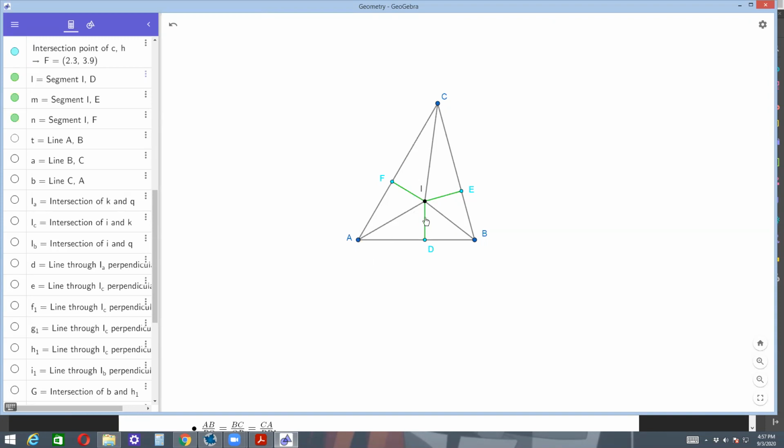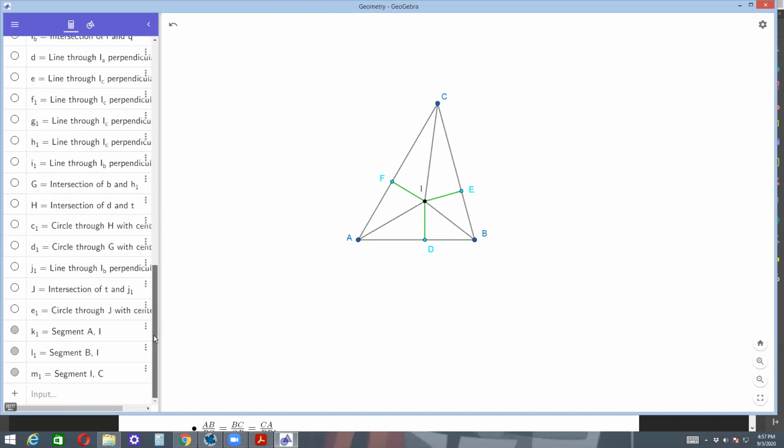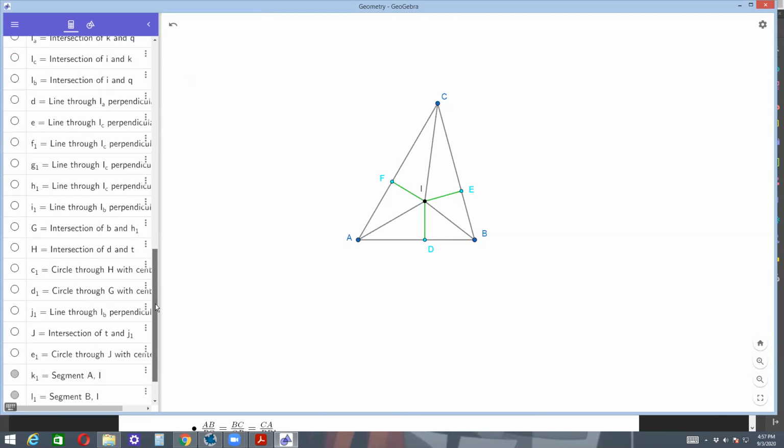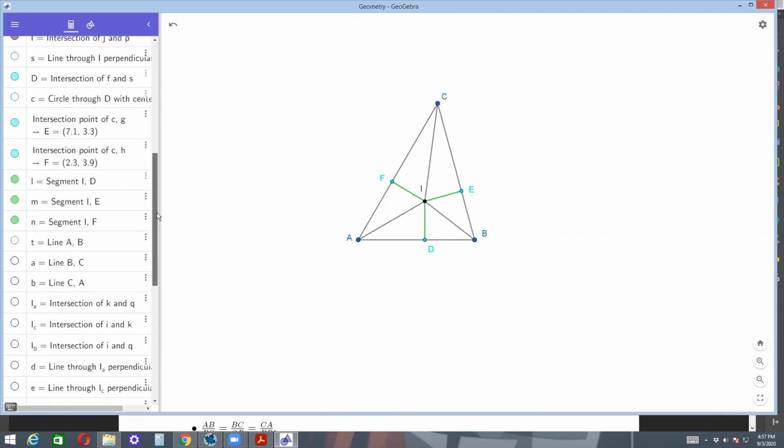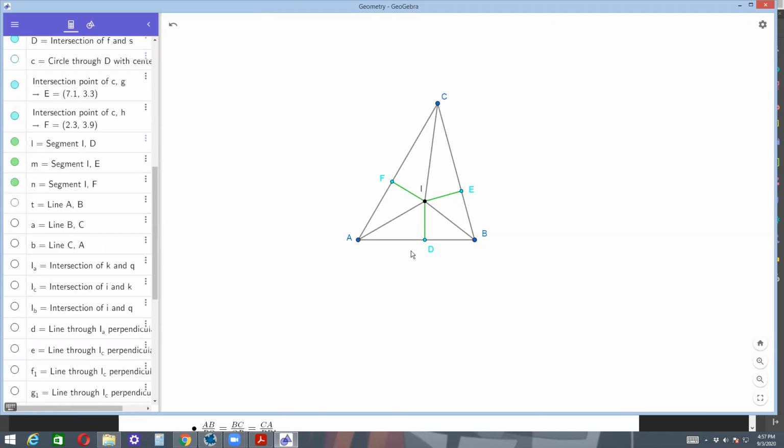So remember, AI is an angle bisector. So angle FAI is the same as DAI. And angle ADI is 90 and angle AFI is 90. Let me call this angle FAI alpha. If this is alpha, then this is alpha here. This is 90 and this is 90, so this is 90 minus alpha and 90 minus alpha.